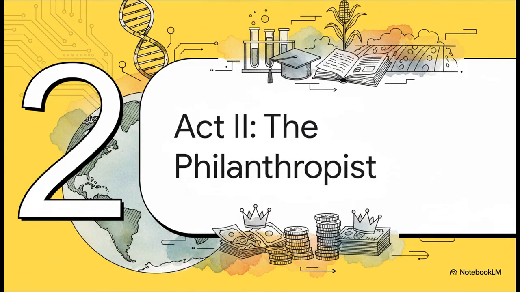And that brings us to Act 2. After stepping away from the day-to-day at Microsoft, Gates totally pivoted. He took the same ambition that built a tech monopoly and aimed it at solving huge global problems: health, education, farming. He became the world's most powerful philanthropist.